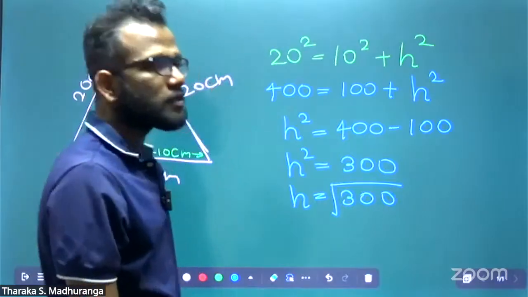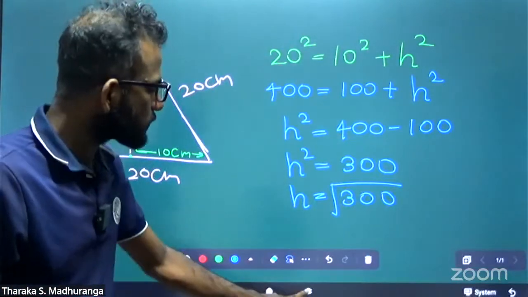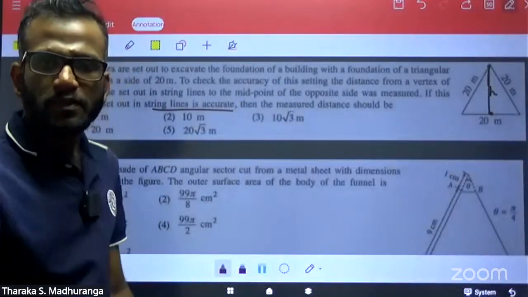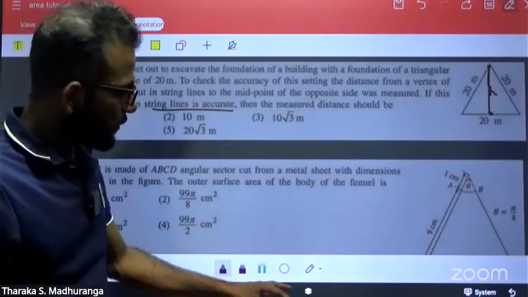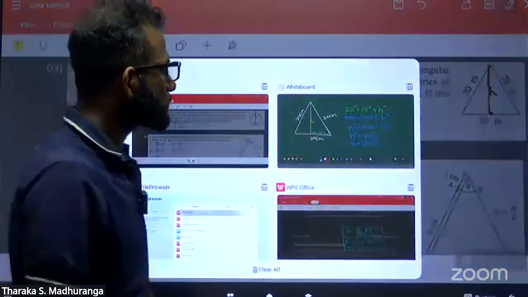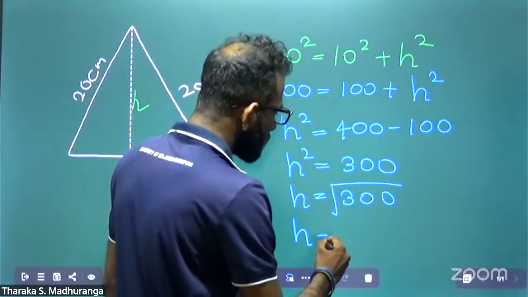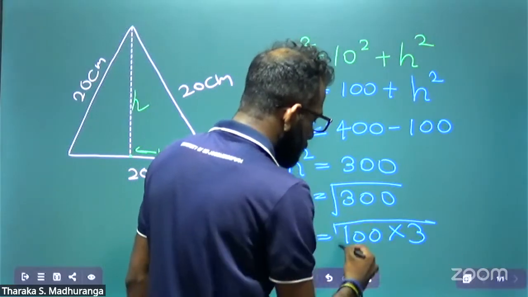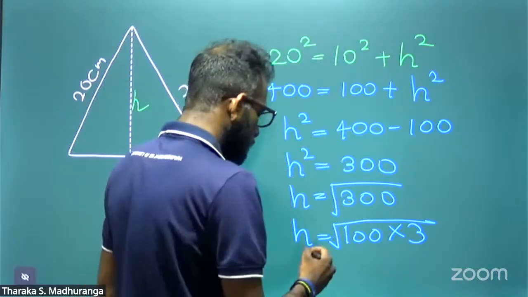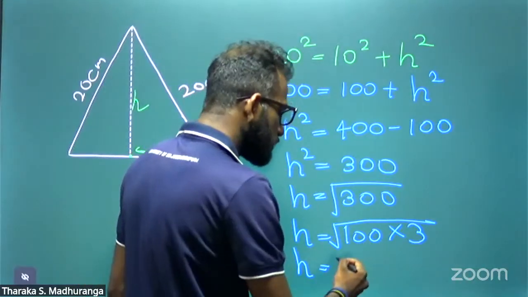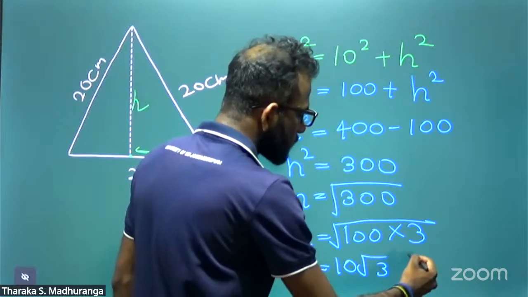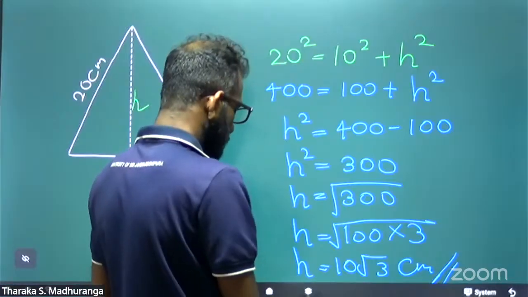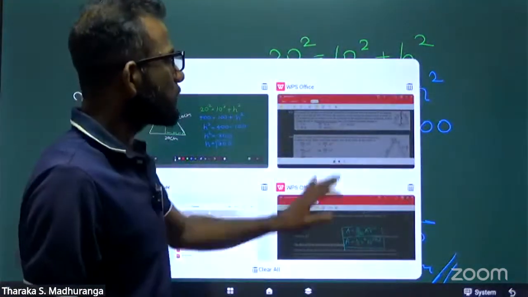But the problem is the square root of 300 is not given in the answers. Therefore, what you need to do? You have to write H equals the square root of 100 into 3. Now H equals 10 square root 3 centimeter. Not centimeter, right? Meter or centimeter. Meter.